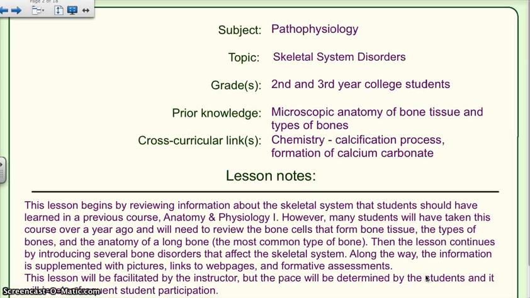Under the teacher's notes, I've included more information about my pathophysiology class. It consists of 11 students in their second or third year of college who are pursuing a degree in either allied health or nursing. Also, they've already taken Anatomy and Physiology 1 as a prerequisite for this class, so they have a basic knowledge of the skeletal system. At the same time that they're taking this class, they're also enrolled in basic chemistry, so they'll be learning about molecule formation and the calcification process in both classes.